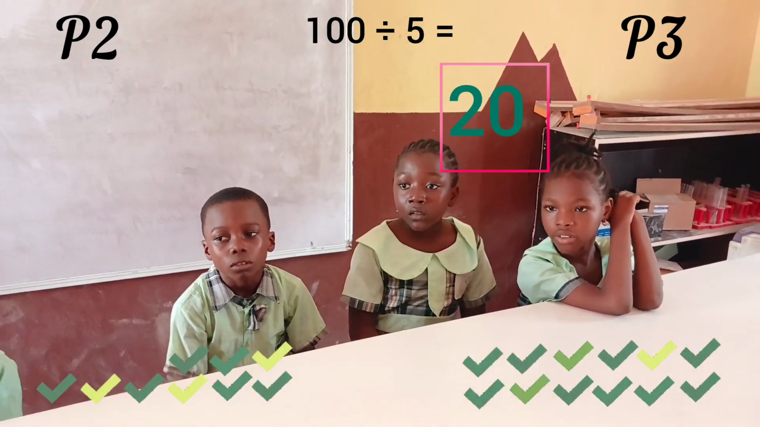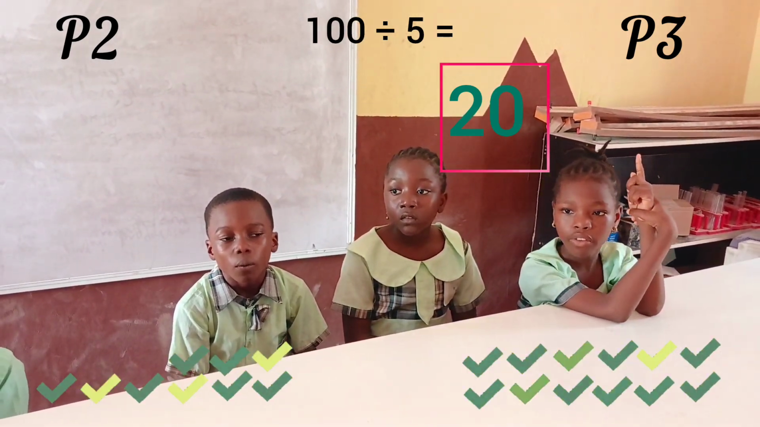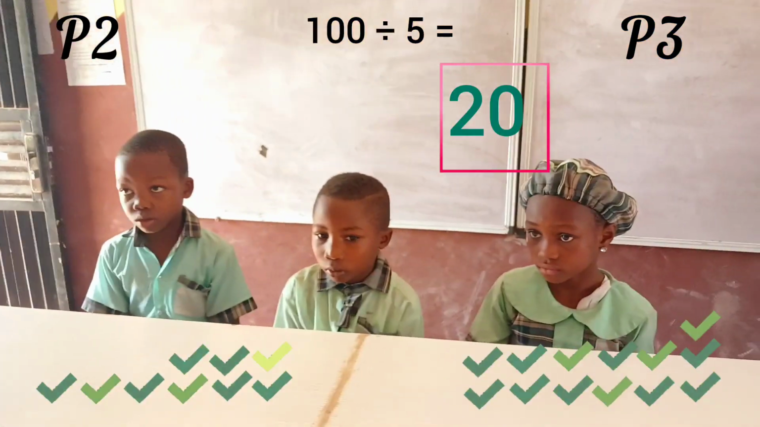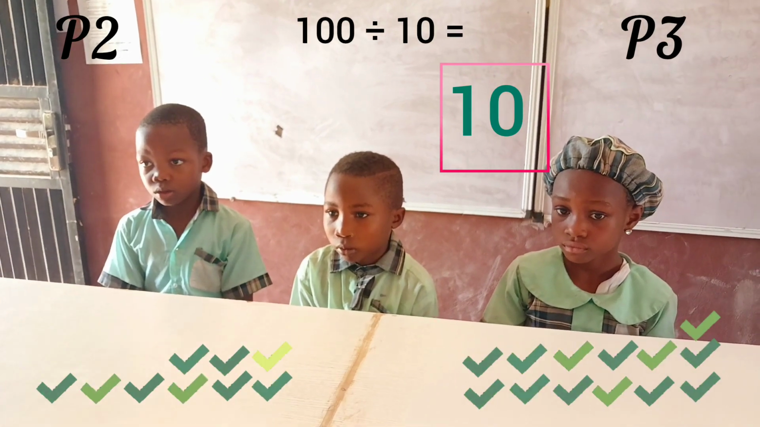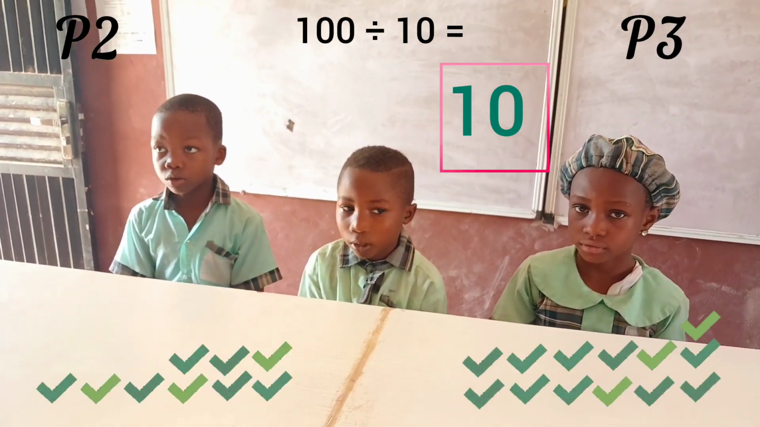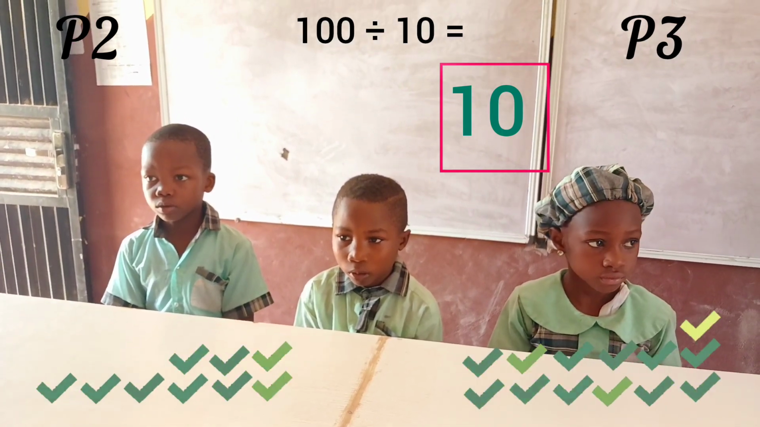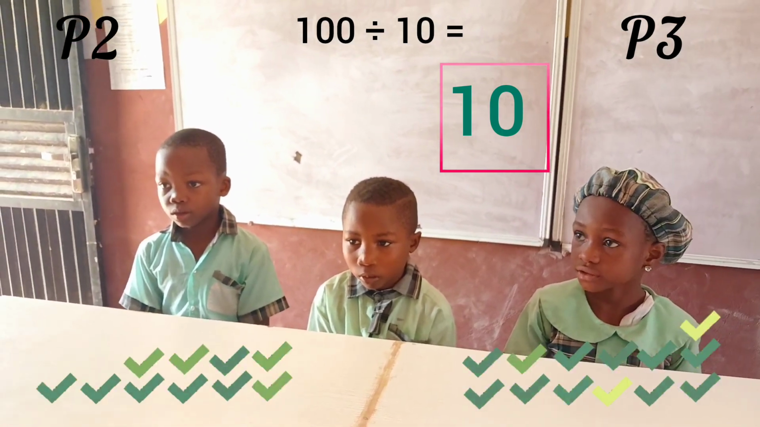10. 10 is wrong. 100 divided by 5? 20. 20 is correct. What is 100 divided by 10? 10 is correct.